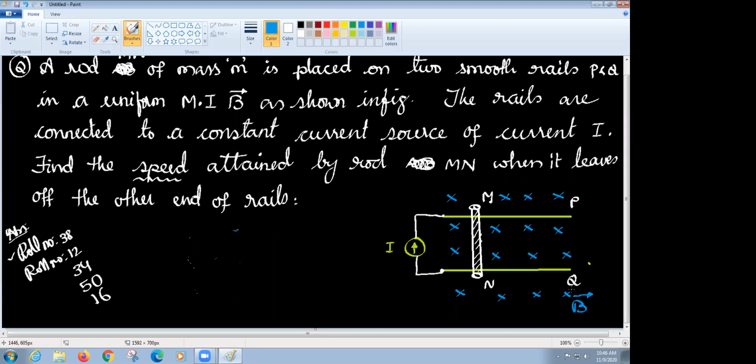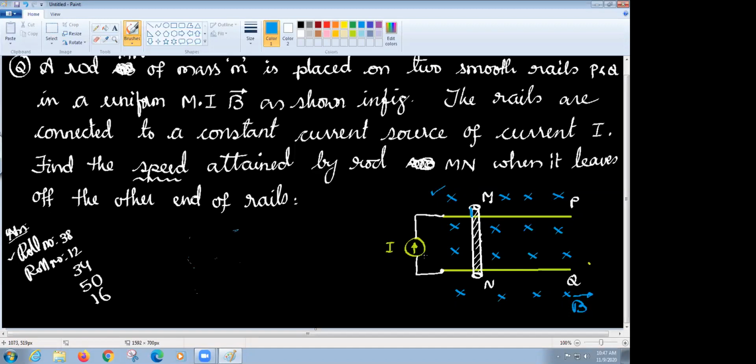Sir, it will stay in one place only. That means it will not leave the rails, you mean to say that? Why? Definitely, because I don't know how you're saying that. You have magnetic induction into the board, and you have a current carrying conductor, a conducting rod MN, on the rails.